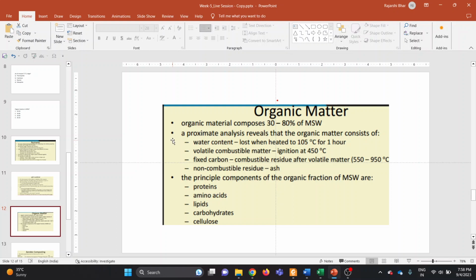Now the next thing is volatile combustible matter, that is the volatile content. So there are different methods to calculate it. Then finally, after that, fixed carbon content is there, and then ash content.